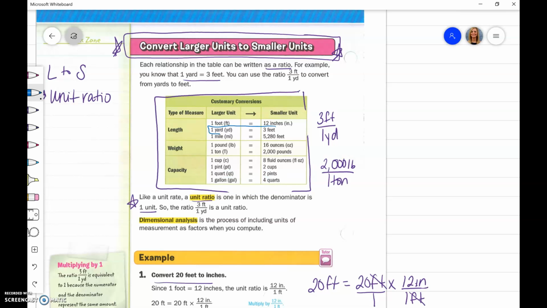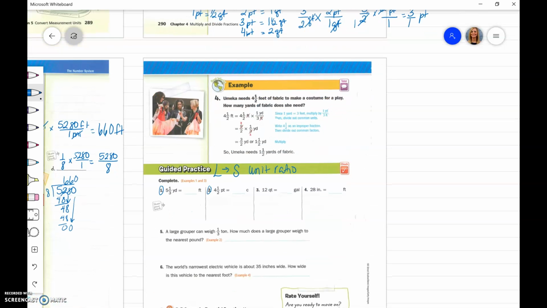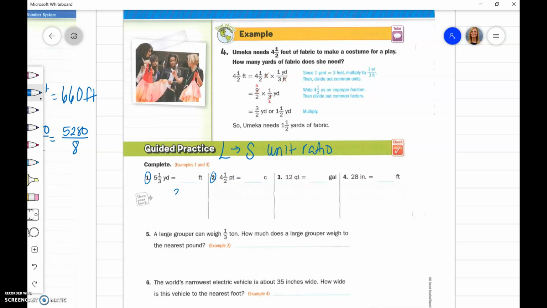Here we go. Just because I'm showing you, by now you might know this, but I'm just trying to keep going back to that chart. You're going to have access to this chart for everything you need. So 3 feet in 1 yard. So here we go. We're going to write 3 feet in 1 yard times, and now I know that I'm taking 5 1/3, but I have to turn that into an improper fraction. So 5 times 3 is 15. 15 plus 1 is 16, and I get 16 over 3. And that would be yards.